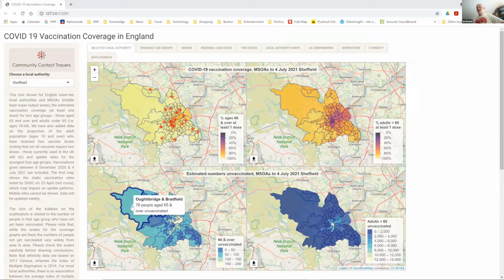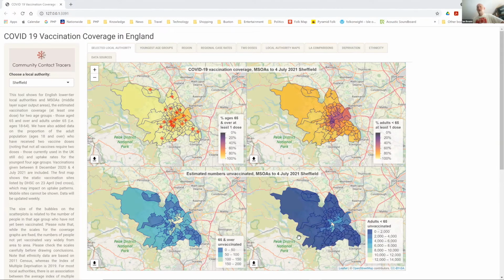76 people in Uxbridge and Bradfield over 65 haven't yet had a first dose. So you could actually use this to focus in on an area, or look at your area and say, how many people have we got in those age groups who are or aren't vaccinated? And obviously there are larger numbers of the under 65s because it's a much bigger population in the first place.